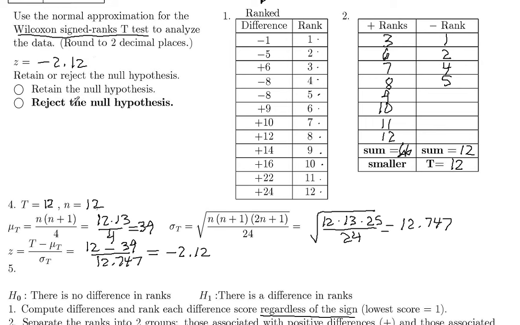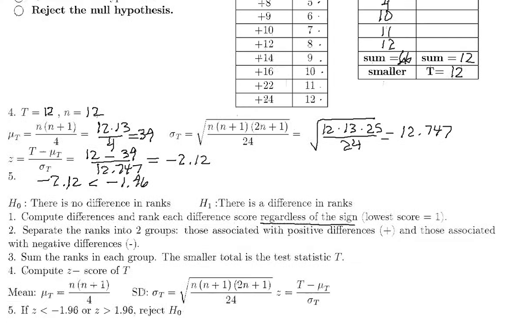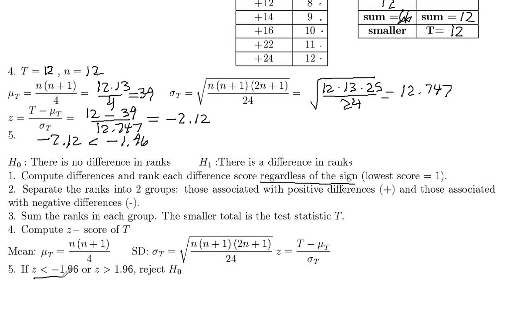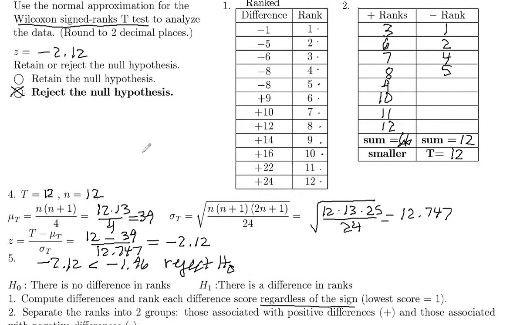Then they want to know, are we going to retain or reject the null? Negative 2.12 here is less than negative 1.96. Remember, plus and minus 1.96 are the cutoffs here. So if z is less than negative 1.96 or greater than positive 1.96, we reject the null. So we are going to reject the null here, and that's this option. And finished.